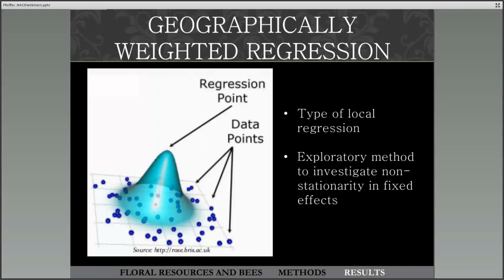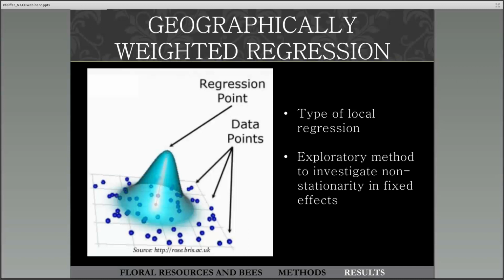So those were the average effects across the whole study extent. But then in my second hypothesis, I wanted to investigate how the effect sizes of these floral variables might differ across the study extent. So I used a type of analysis called geographically weighted regression, where you fit a linear model around a small neighborhood of points. And in that model, the close points are weighted more heavily than the further away points, even within that small neighborhood.